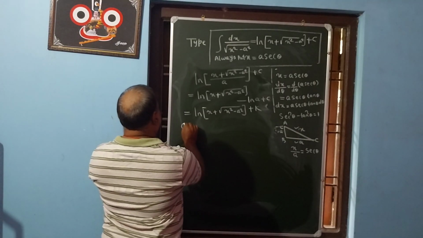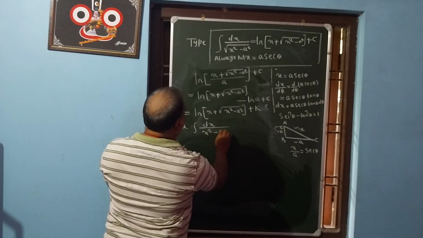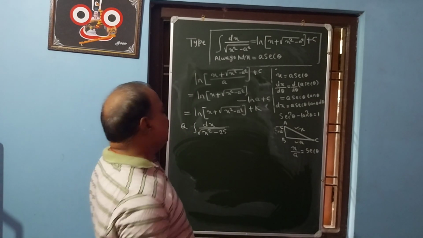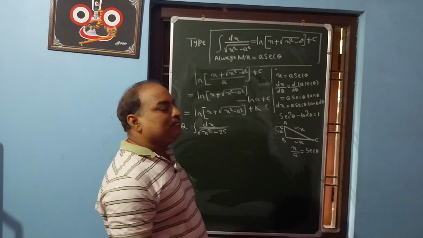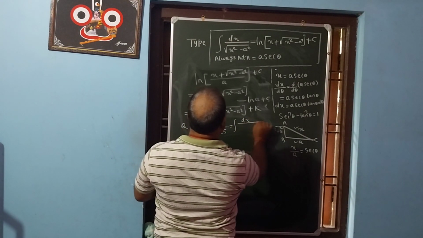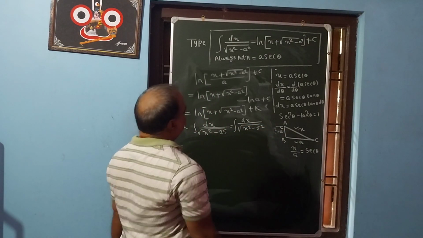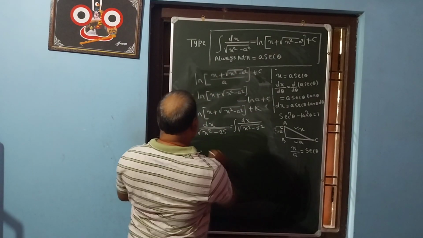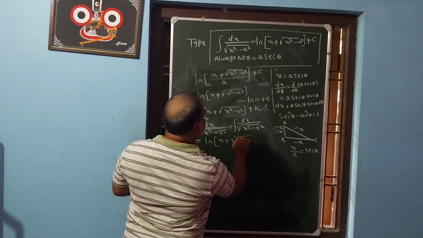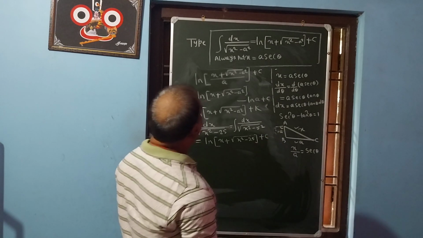So the question is the integral of dx upon square root of x square minus 25. You see here 25 can be written as 5 square, so that can be written as the integration of dx upon square root of x square minus 5 square. So what is the formula? That formula is ln of x plus square root of x square minus 25, plus c. This is the answer.